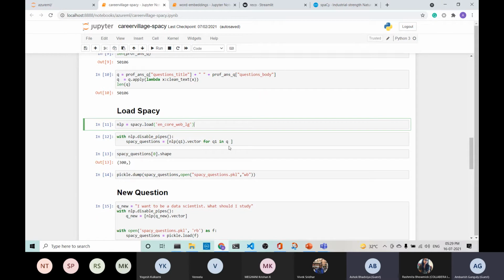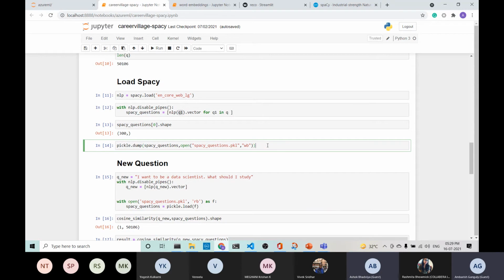And here what it is doing is, for each question I'm creating the vector. Previously it was word embedding. Now that question I put into spaCy and it gives me a 300 dimensional vector. Why is it giving a 300 dimensional vector? Each word has a 300 dimensional vector and then it is averaging them out. So for each question I have a 300 dimensional vector here. And here I'm saving it as a pickle file.